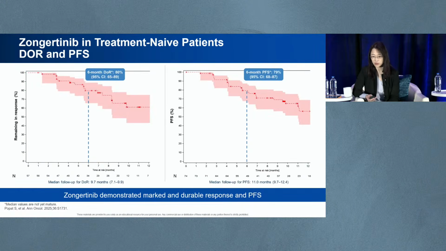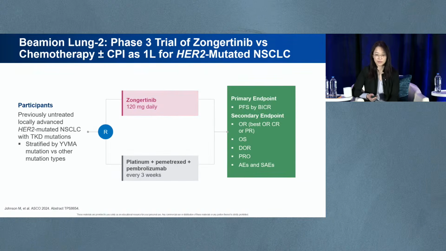We're waiting for PFS as well as DOR to mature, because at the last data cut, all the numbers are floating above 50%, which is really encouraging for patients, and we're looking forward to seeing the data in the coming conferences. With all that information, BEAMION-Lung-02 was designed to evaluate zangertinib in frontline HER2 mutation patients compared to chemoimmunotherapy. This trial has also completed global enrollment. In addition, zangertinib has the FDA voucher, so it can potentially be approved in the frontline setting before the full readout.